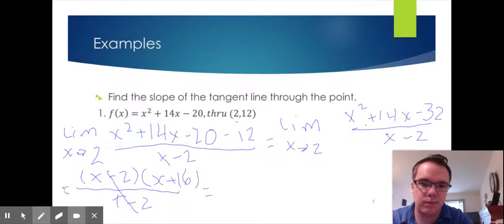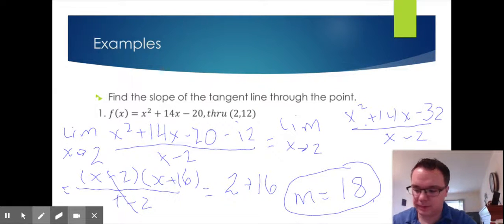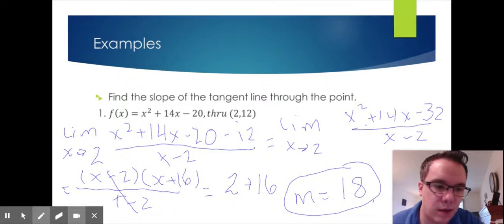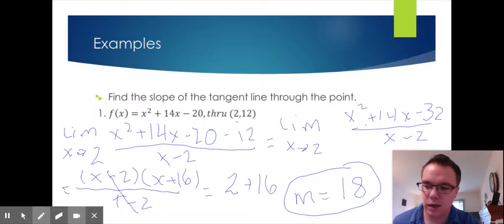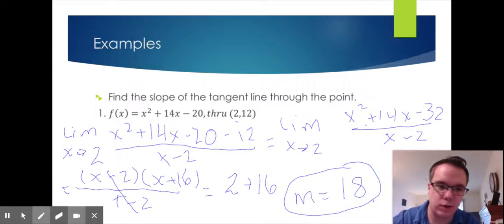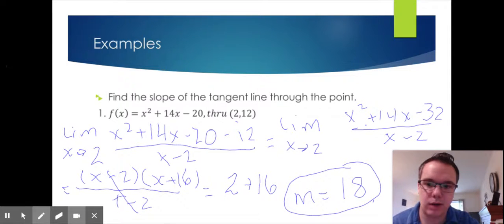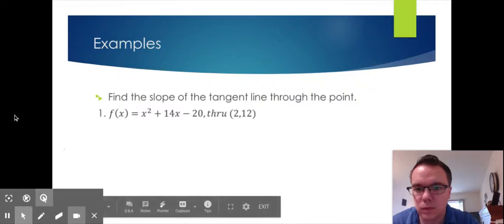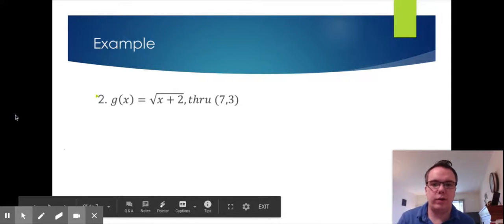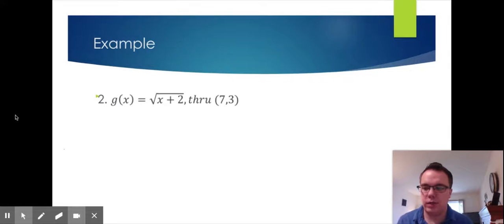So I'm taking the limit to 2, so I'm going to plug in 2 for x. And so my slope is 18. So that's another example of finding a slope of a tangent line to a parabola. Our next example is going to use a different kind of function. We're going to use a radical function. Like I said, our last example, we're going to use a radical function to find out what our slope of our tangent line is.